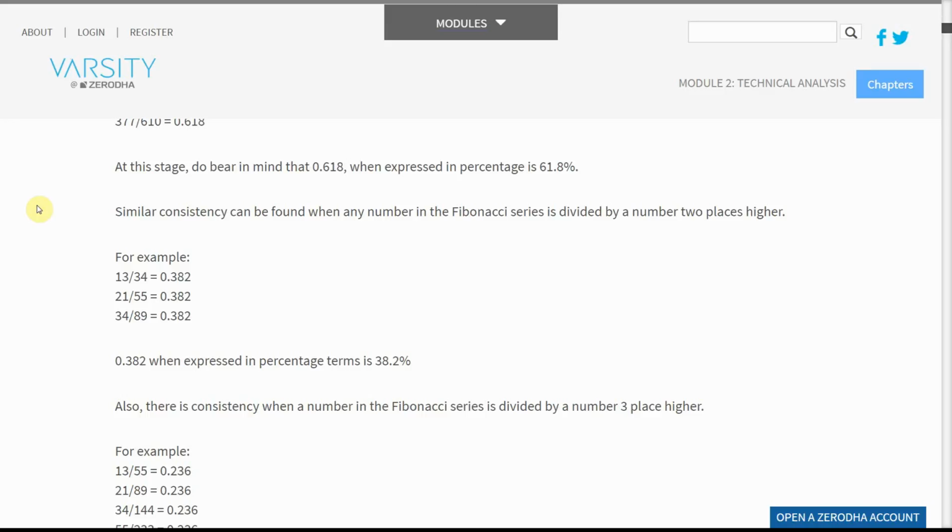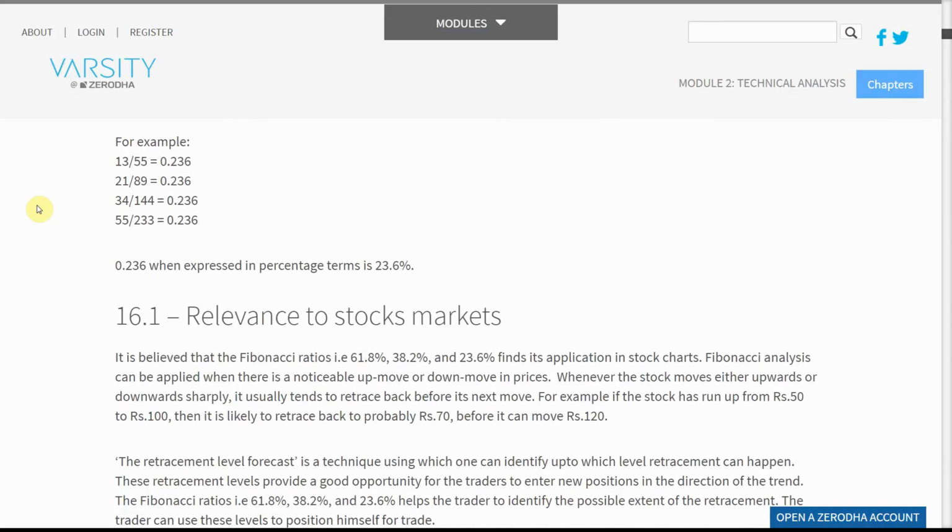Also, there is consistency when a number in the Fibonacci series is divided by a number 3 places higher. For example, 13/55 equals 0.236. 21/89 equals 0.236. 34/144 equals 0.236. 55/233 equals 0.236. 0.236 when expressed in percentage terms is 23.6%.